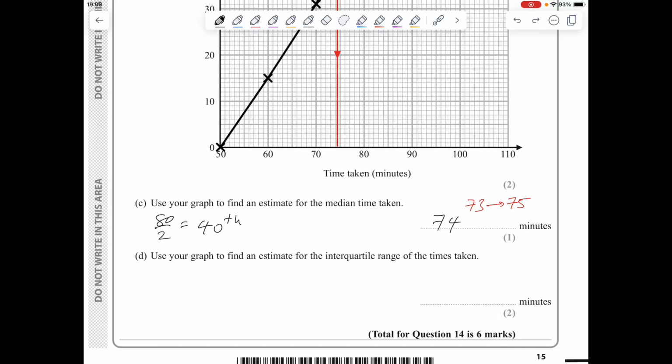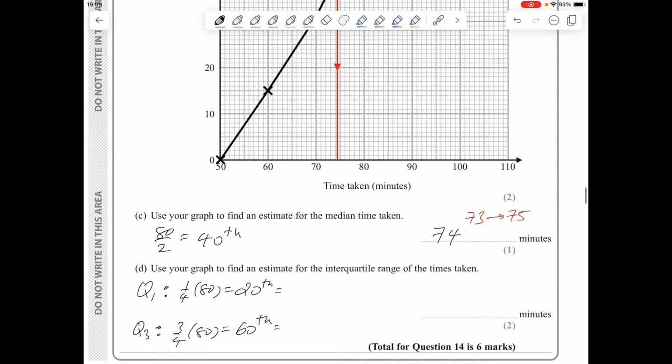Part D must find the interquartile range. Now the interquartile range is the upper quartile, Q3, minus the lower quartile, which is Q1. So first let's find Q1 and Q3. Now for Q1 I need to find the quarter of 80, which is equal to 20, so I need the 20th observation. And for Q3 I need 3/4 of 80, this is equal to 60, so I need the 60th observation.